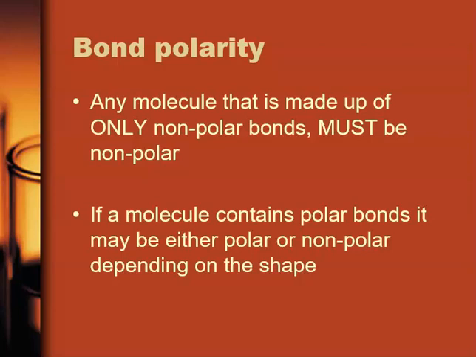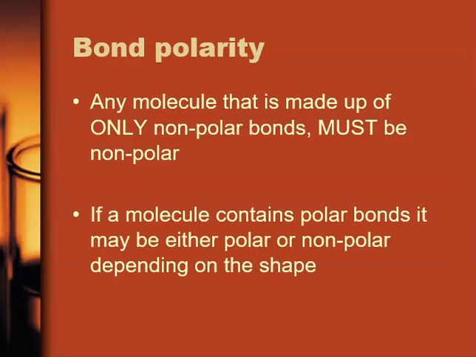If a molecule contains polar bonds, then it could be polar or it could be non-polar, and that's going to depend on both the shape and the types of bonds present in the molecule. Okay, so let's look at this in a little bit more detail.